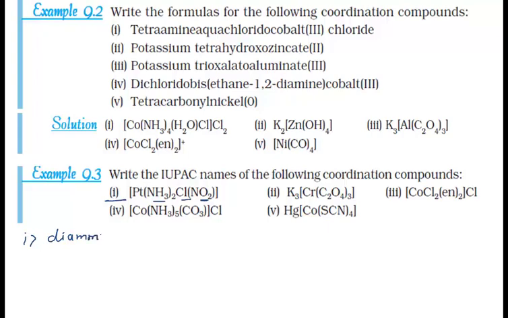So we will write it as first one, diammine, chlorido, then nitrito-N, and it will be platinum.